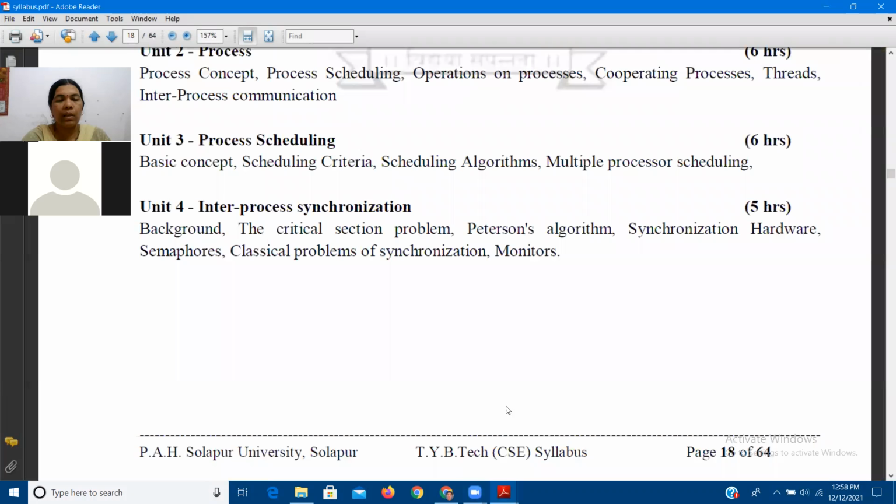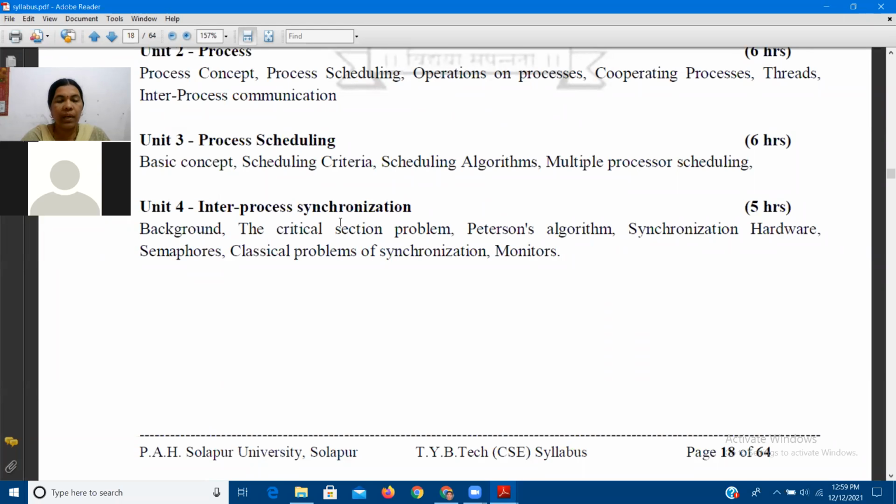According to the syllabus, yesterday I showed the syllabus. We discussed background yesterday, and today we'll discuss the critical section problem and Peterson's algorithm. So these two points we'll try to cover. First of all, we'll discuss the critical section problem, and based upon that problem, we are providing the solutions, and these solutions are nothing but Peterson's algorithms. So three algorithms we are discussing.